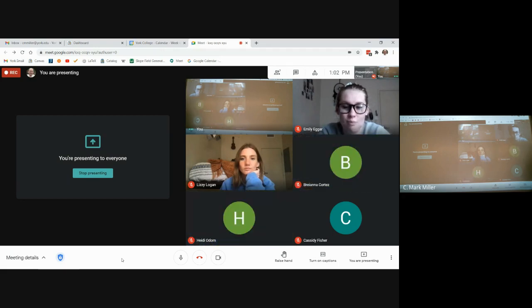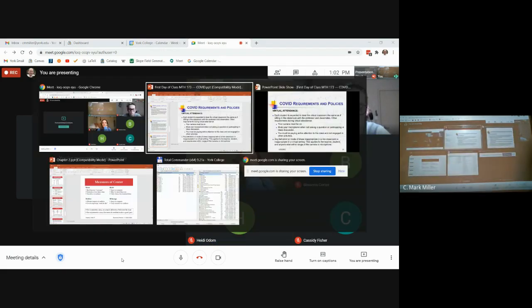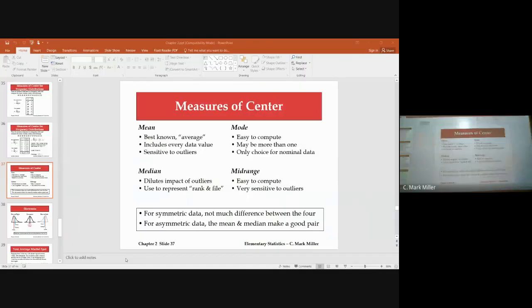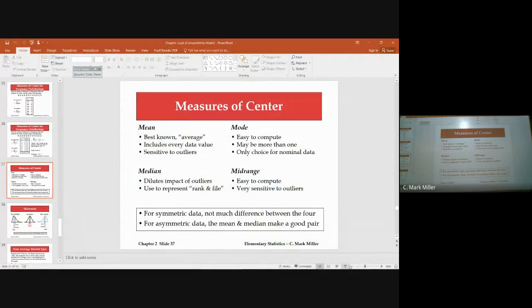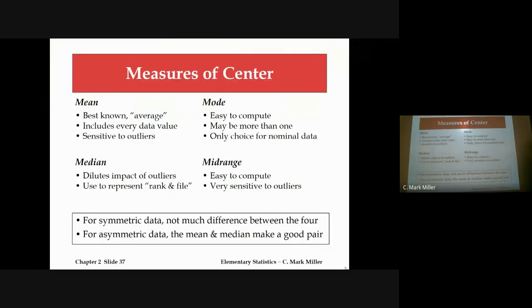We're going to get started here. Where are we at here? Right here. I think we left off here last time. I remember covering this slide. This was just the advantages, pros and cons, properties of each type of measure of center.